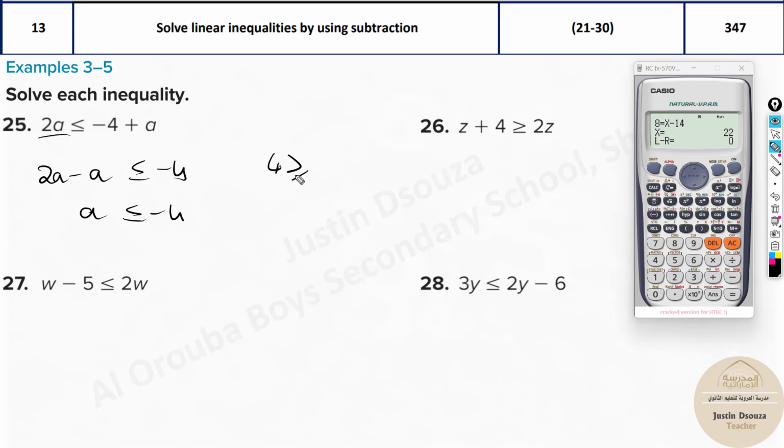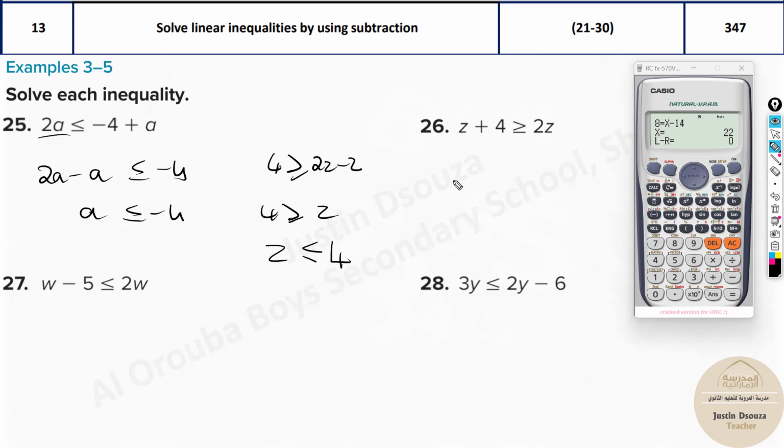It'll be 4 is greater than or equal to 2z minus z. 4 is greater than or equal to z. Or we can write it as z is less than or equal to 4. Why? Because z is less than or equal to 4.